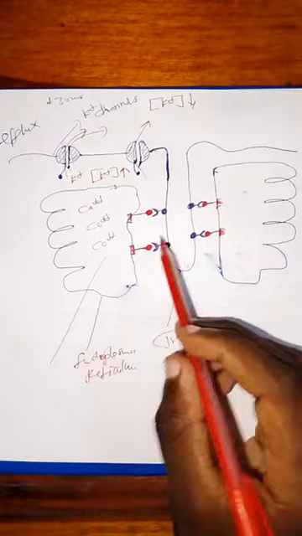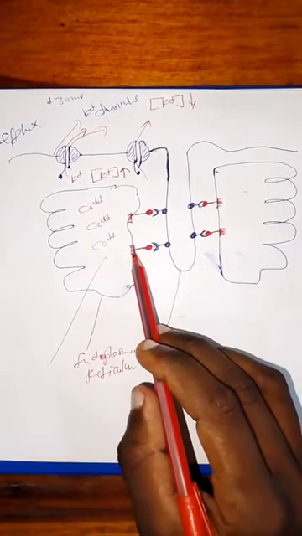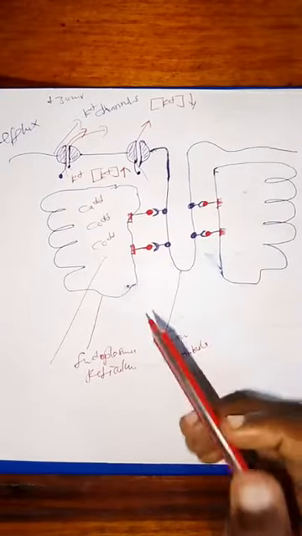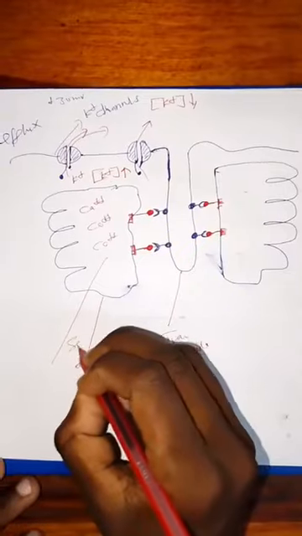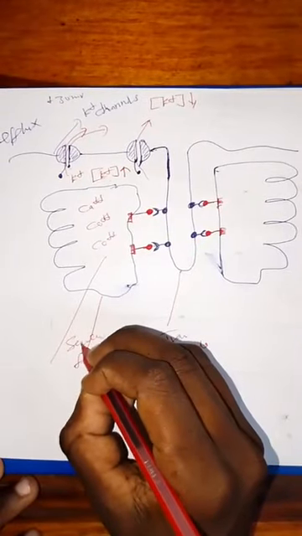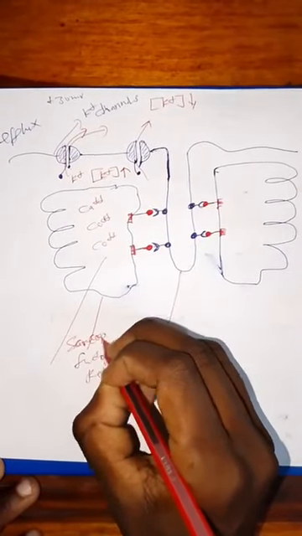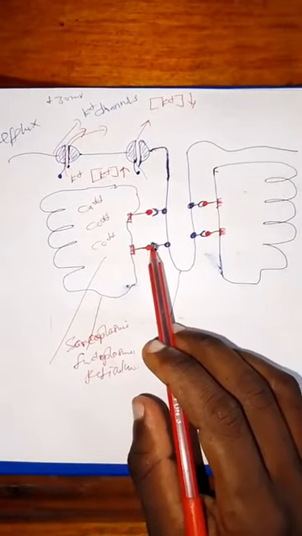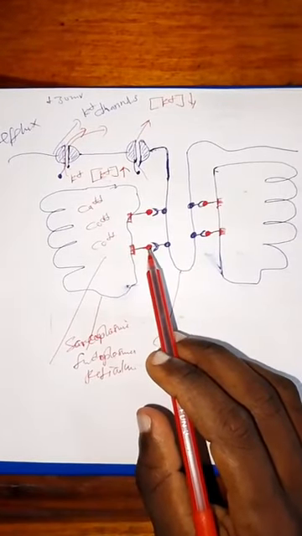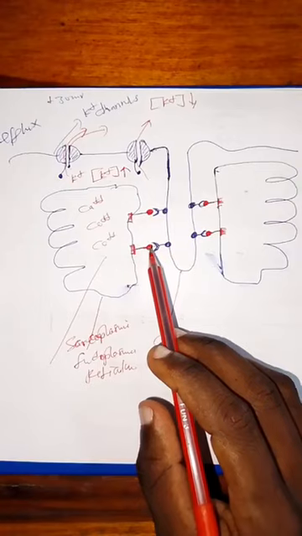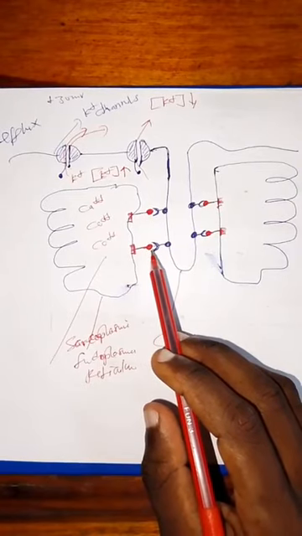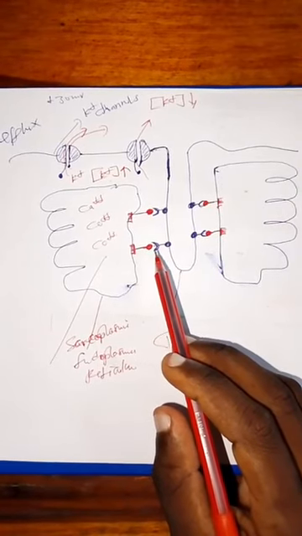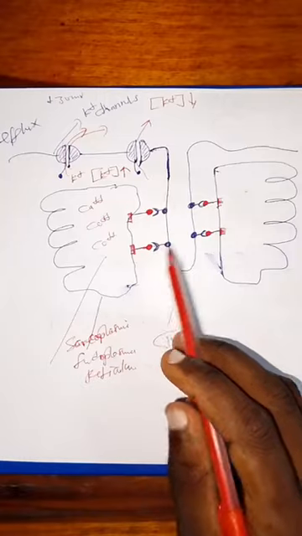dihydropyridine receptor. And the thing which is attaching to the sarcoplasmic reticulum, sorry, this is sarcoplasmic reticulum, is called the ryanodine receptor, type 1 specifically. So the ryanodine receptor type 1. Okay, so all this structure, the simple name we can call it is the triad.